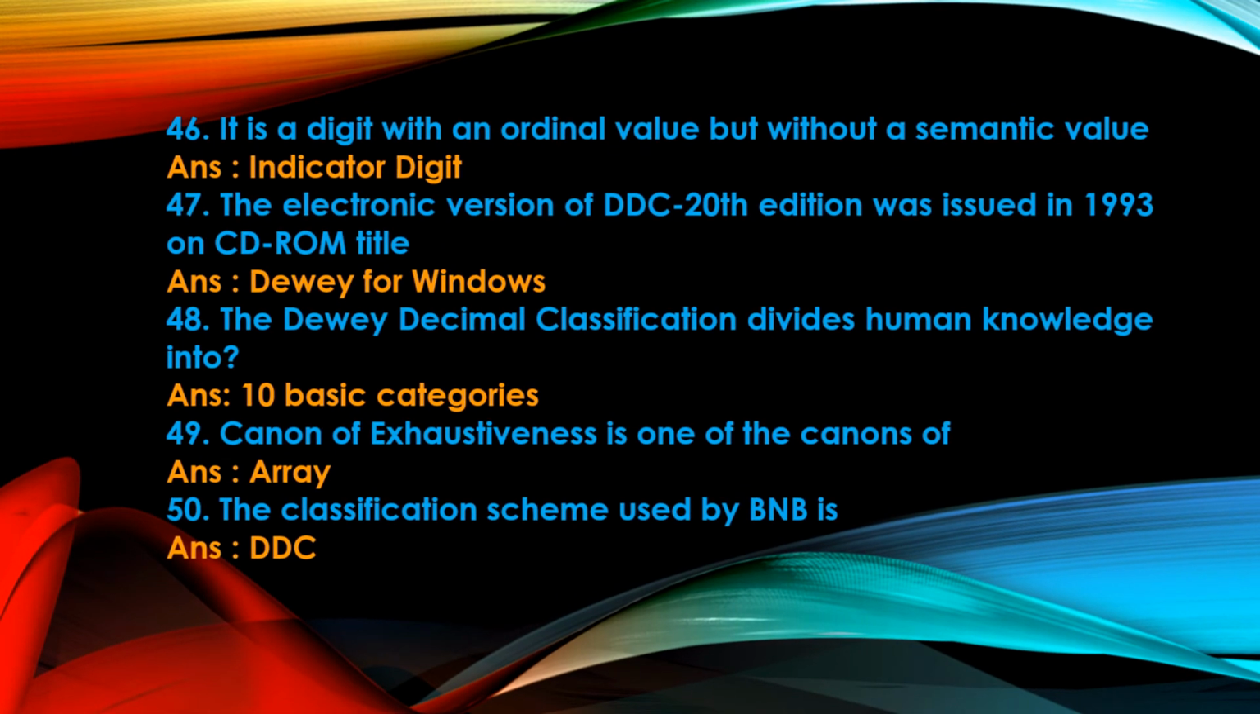It is a digit with an ordinal value but without a semantic value indicator digit. The electronic version of DDC 20th edition was issued in 1993 on CD-ROM titled Dewey for Windows. The Dewey Decimal Classification divides human knowledge into 10 basic categories. Canon of exhaustiveness is one of the canons of array. The classification scheme used by BNB is DDC.